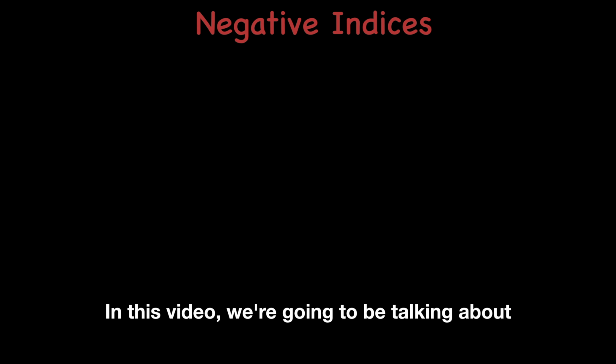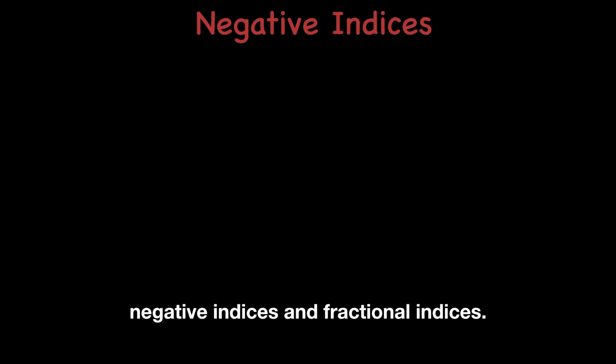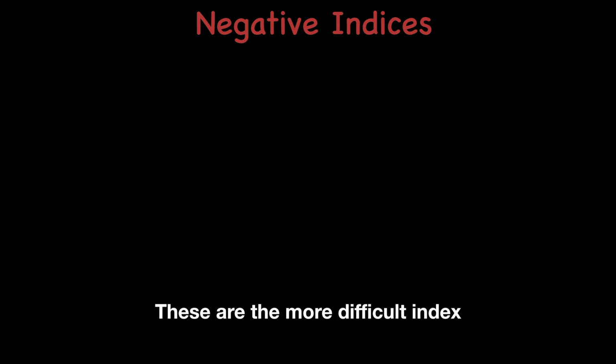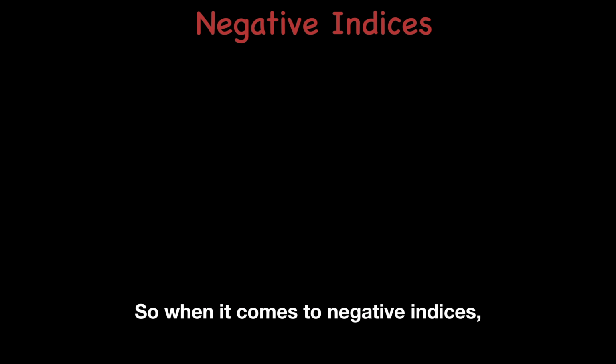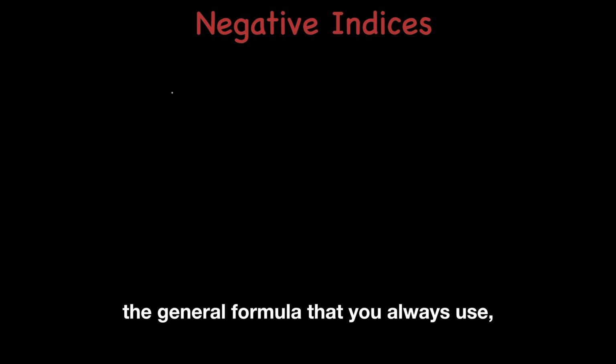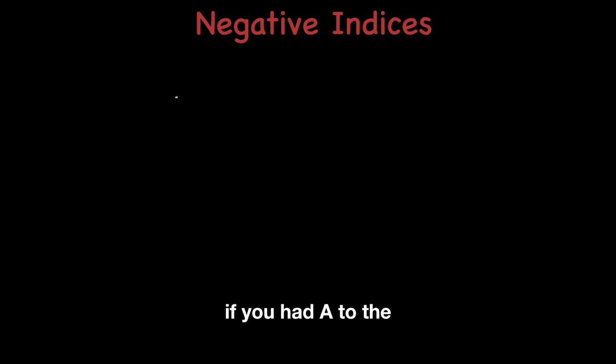In this video, we're going to be talking about negative indices and fractional indices. These are the more difficult index laws, but they also do follow their own formulas that you can always use in any question. So when it comes to negative indices, the general formula that you'll always use, if you had a to the power of negative m, it is always equal to 1 divided by a to the power of m.